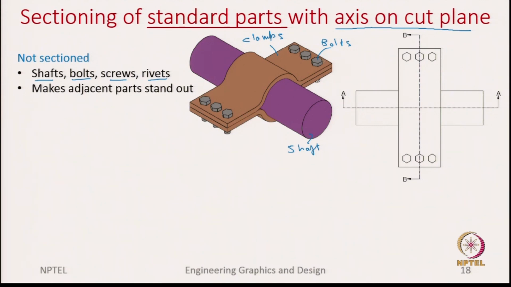Using these bolts. Okay. Now, let us look at the top view where we show two sections, sections AA and BB. Okay. Does this cutting line for section AA pass through the axis of the shaft? Yes. So, it meets this criteria. So, when it meets this criteria, that is when we do not show the hatchings.